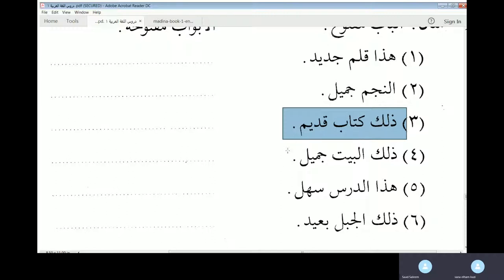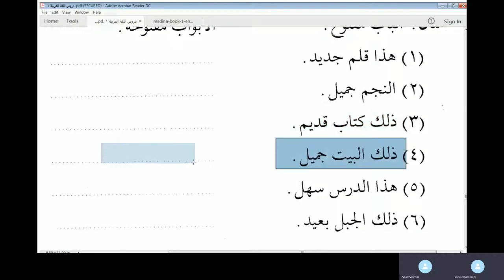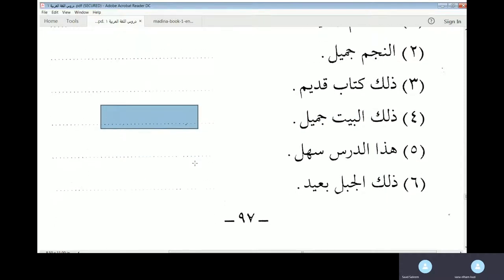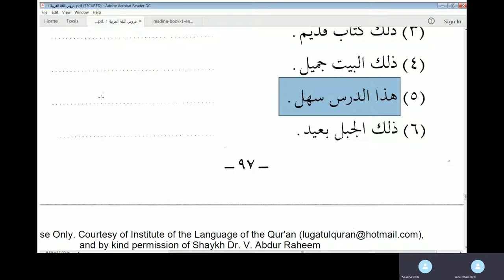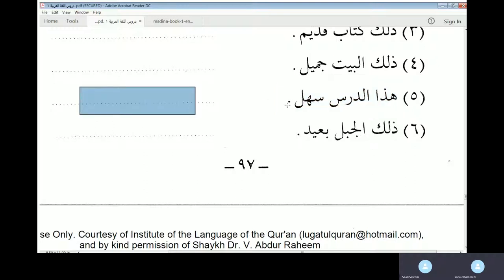Dhalikal baitu jamilun. That is a beautiful house. Tilkal buyutu jamilatun. Those are beautiful houses. Hadhad darsu sahlun. This lesson is easy. Hadhihid durusu sahlatun. These lessons are easy.